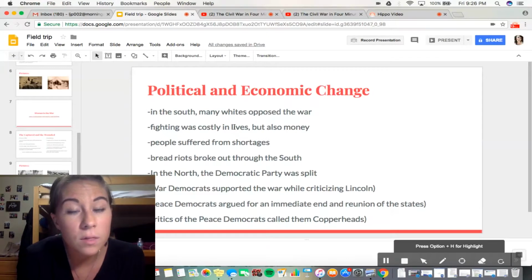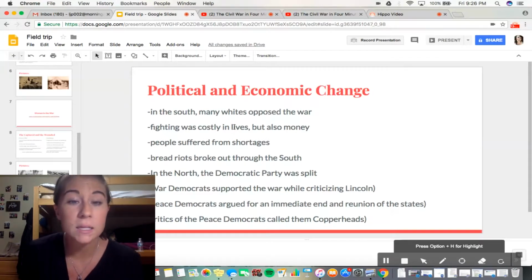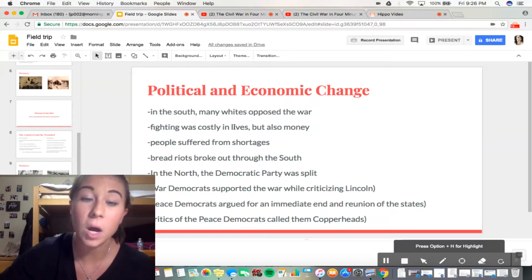So in the North, the Democratic Party split. The War Democrats supported the war while criticizing Lincoln, and Peace Democrats argued for an immediate end and a reunion for the states because they wanted a complete union, not a split country. And the critics of these Peace Democrats called them Copperheads.